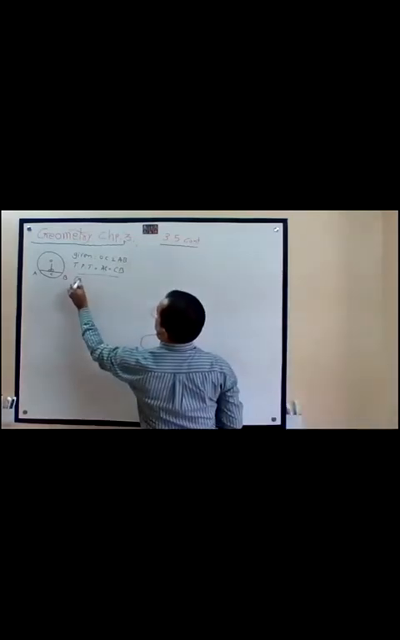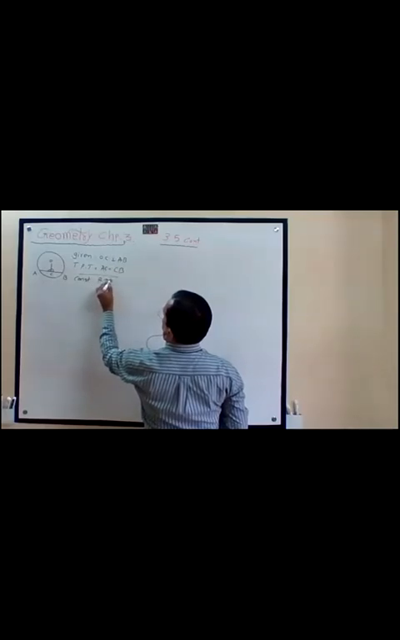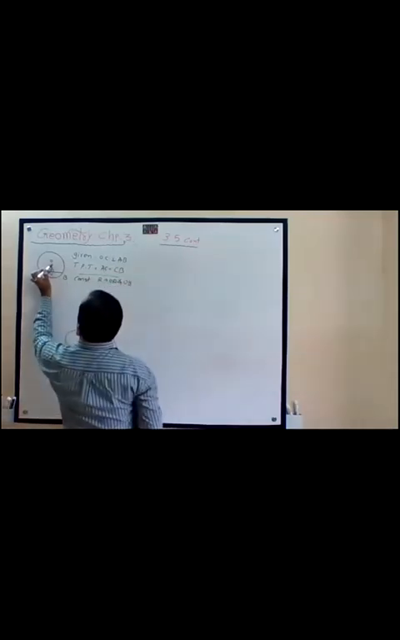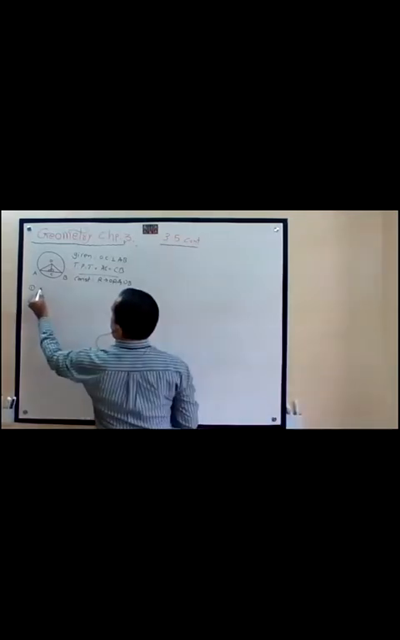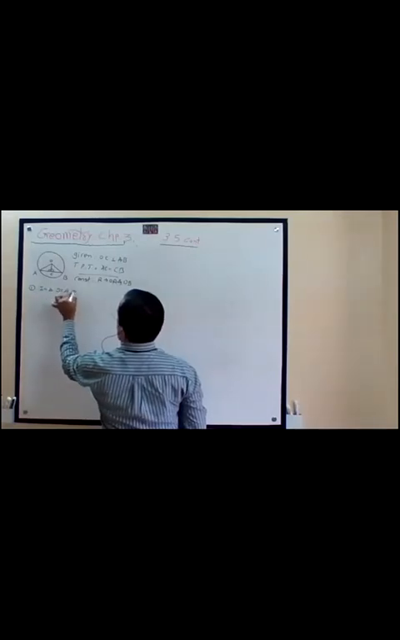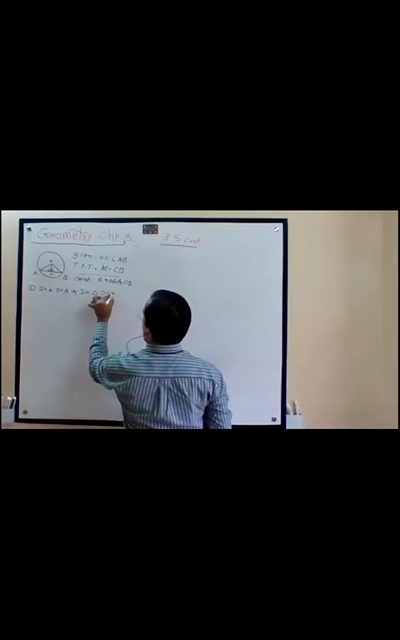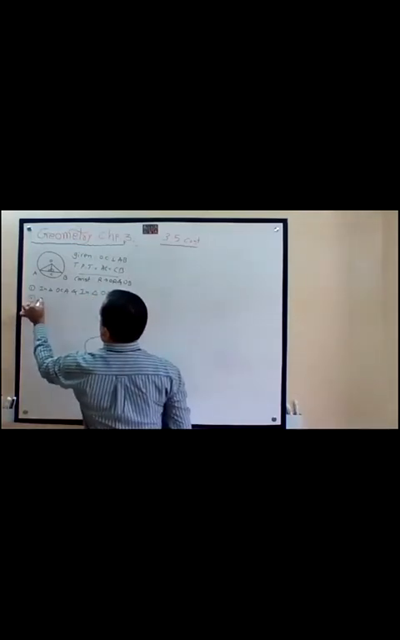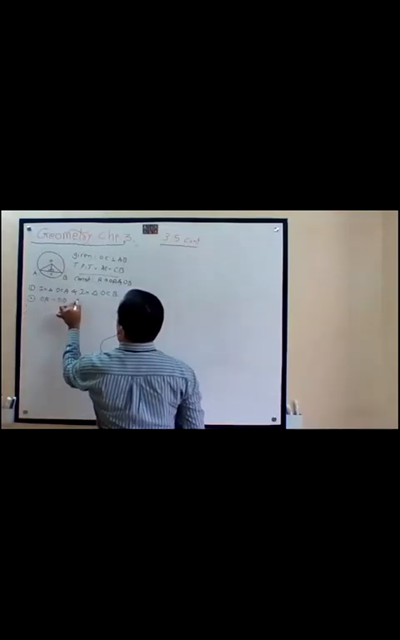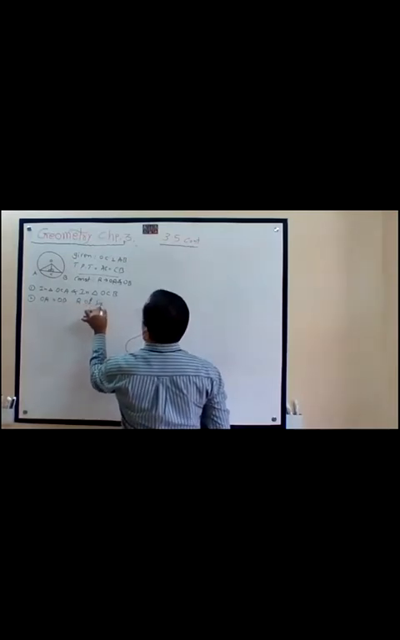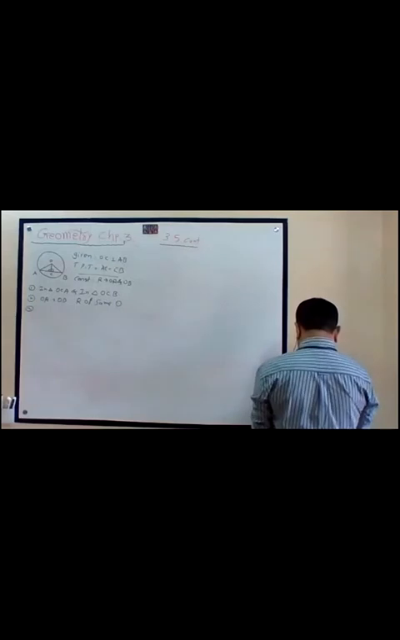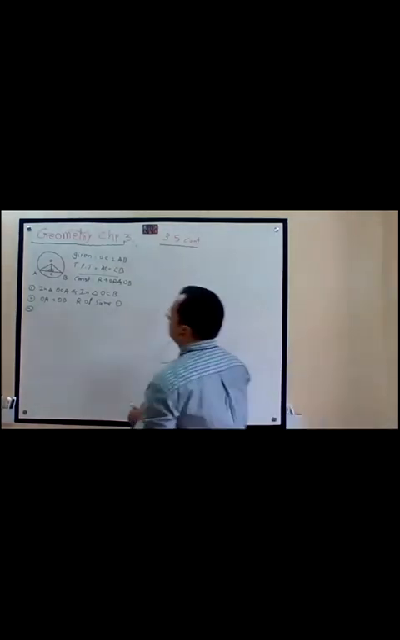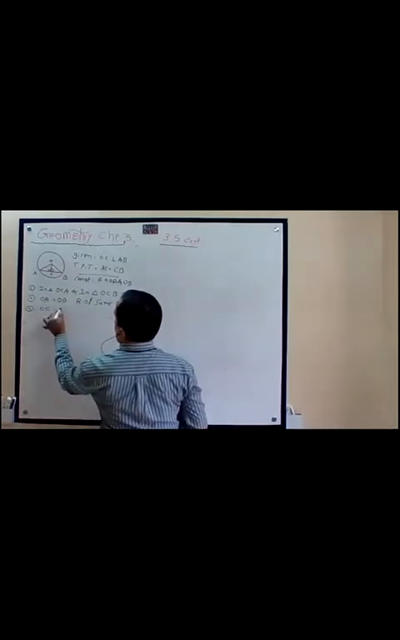Now construction. Radii OA and OB. So proof, number 1, both the triangles: in triangle OCA and in triangle OCB, OA is equal to OB, radii of the same circle. Third, OC equal to OC, common.